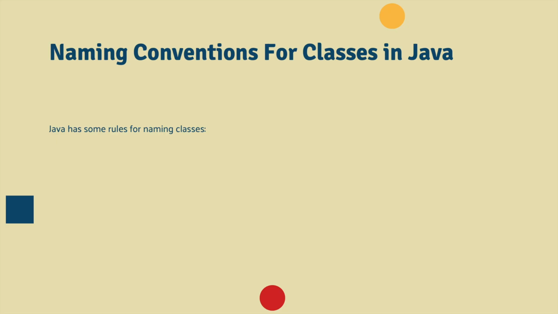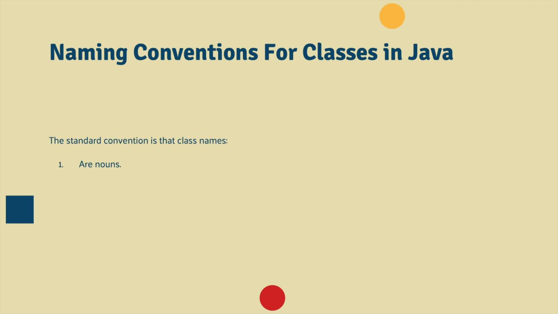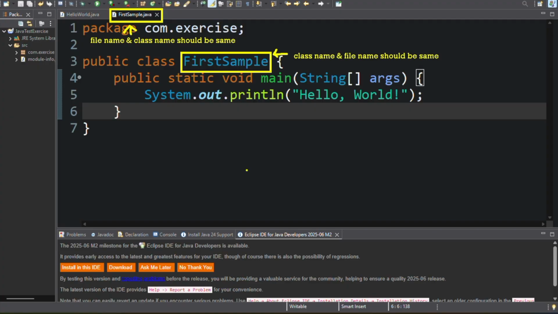Java has some rules for naming classes. Names must begin with a letter. After that, they can have any combination of letters and digits. There's essentially no length limit. You can't use Java reserved words like public or class as names. The standard convention is that class names are nouns, start with an uppercase letter, and use camel case for multiple words like FirstSample.